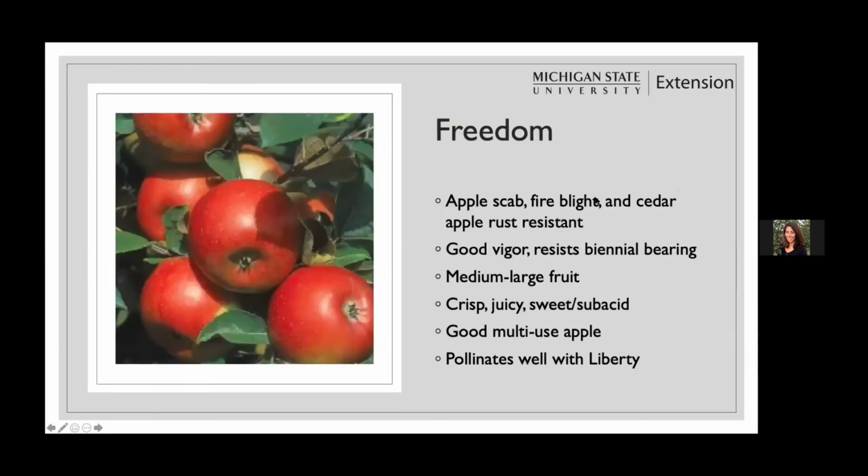Freedom is another great one, again because of these disease-resistant properties, also having good vigor and resisting biennial bearing. They set medium to large fruit. They're nice and crispy, juicy fruits with a good sweet-tart balance. Another multi-use apple, and the benefit of this one is that it will actually pollinate well with Liberty. So those are two varieties that you could plant together in your home orchard and be set up for pretty good success.